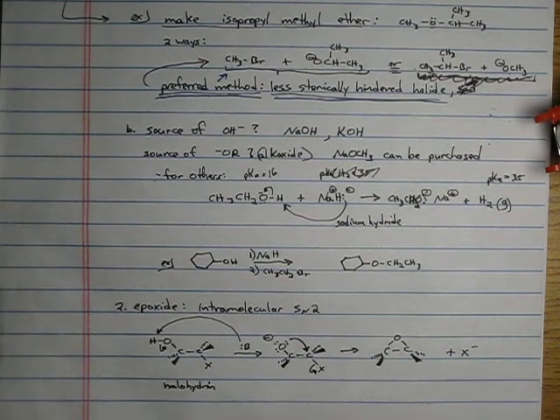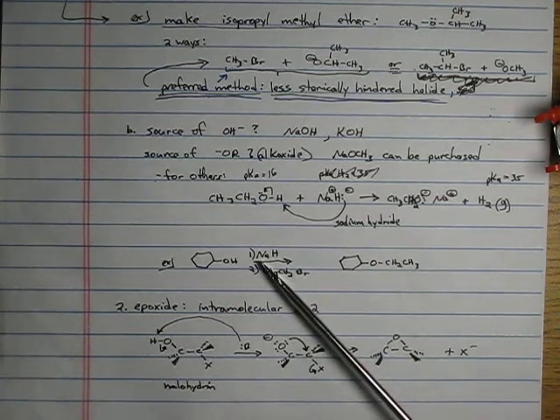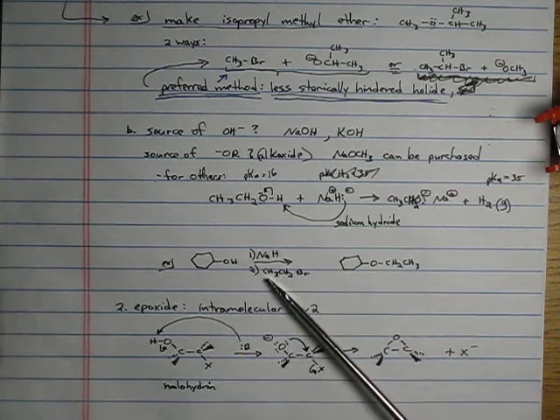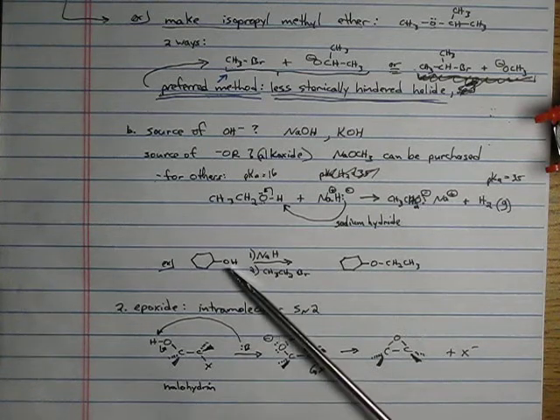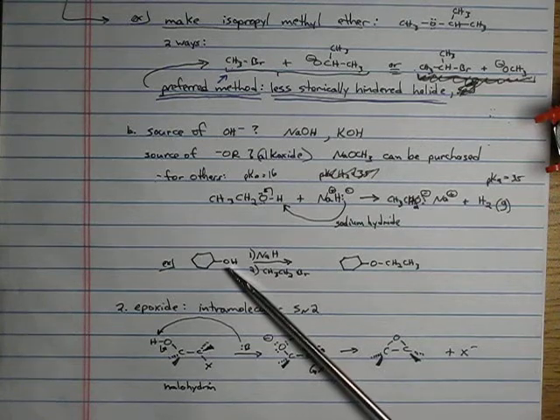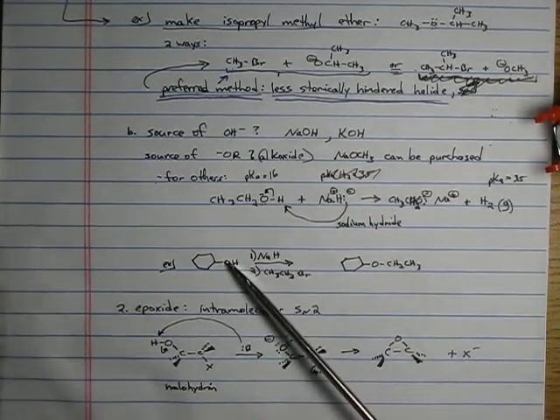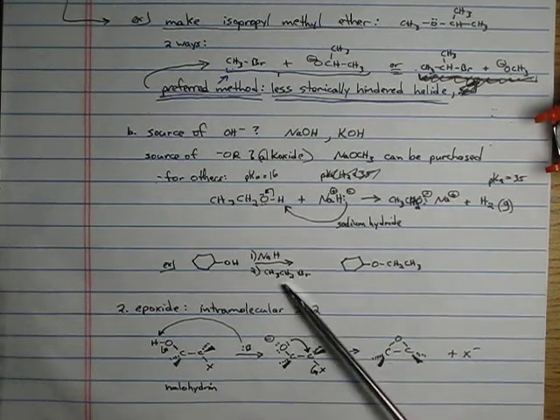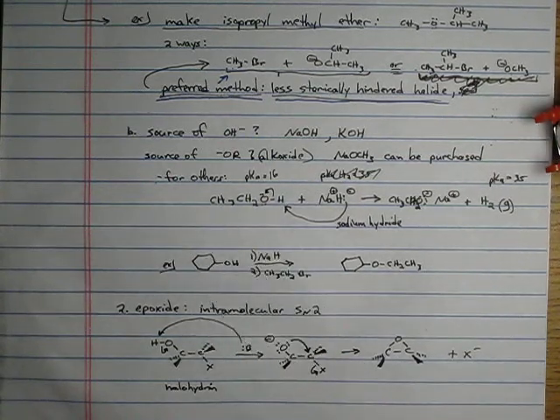Okay. So, if you take, say, cyclohexanol, add NaH, and then add CH3CH2Br, what will happen? Well, sodium hydride takes off this hydrogen to make the cyclohexoxide, or cyclohexane oxide here. And then that will attack this carbon here in an SN2 fashion, kick off the bromine. You end up with CH3CH2O cyclohexane.